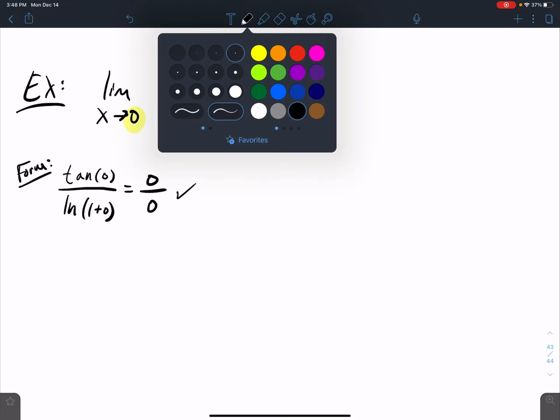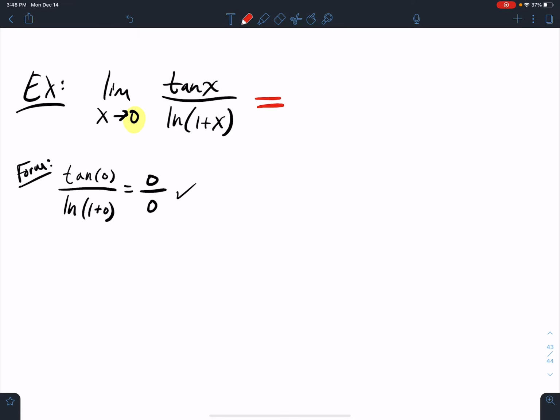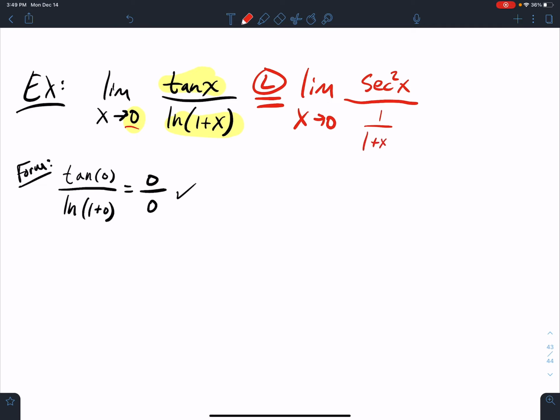That means I can use L'Hopital's theorem now. With L'Hopital's, I'm going to take the derivative of the numerator and the derivative of the denominator and evaluate the limit as x goes to 0. So what is the derivative of tangent? It's secant squared. What's the derivative of natural log of 1 plus x? Well, that's 1 over 1 plus x times the derivative of 1 plus x, which is 1.